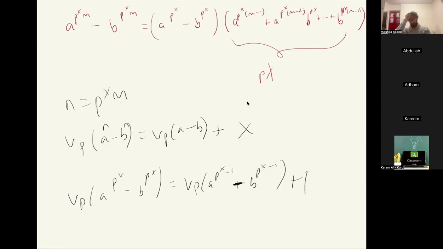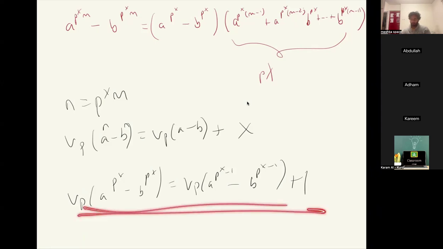Lemma 1 says that if n is not divisible by p, then a to the n minus 1 plus up to b to the n minus 1 is not divisible by p. But here n will be divisible by p, the exponent is divisible. No, this statement here is lemma 2.